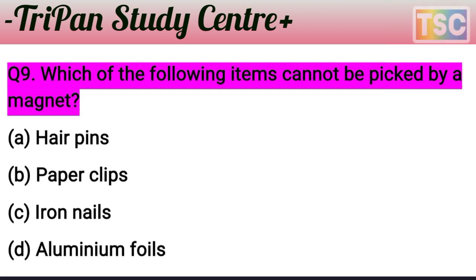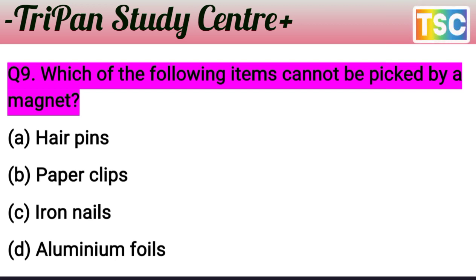Hairpin is picked up. And B, paper clip. Paper clip is also picked up here. And C, iron nails. Yes, iron nails are picked up here. It means A, B, C are all picked up. But the examiner asks which cannot be picked up here.